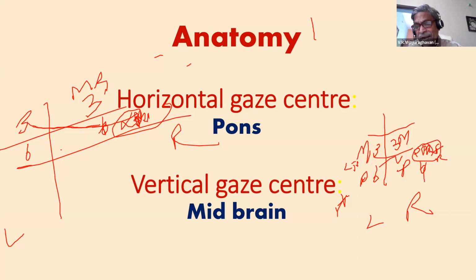From the PPRF, it can go to my sixth nerve nucleus on the same side. Suppose the right PPRF is stimulated, the right sixth nerve is stimulated. That means the right lateral rectus is going to work. But the left medial rectus has to work, to adduct. Now, how does the impulse go to my left side? From the sixth nerve nucleus to the third nerve nucleus in the midbrain via the medial longitudinal bundle, called MLF.